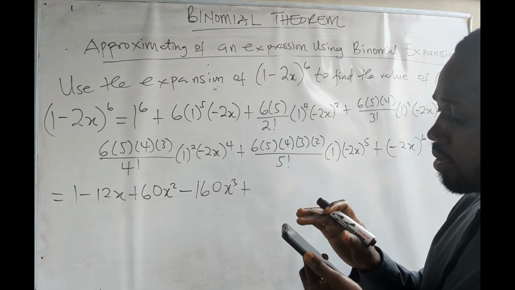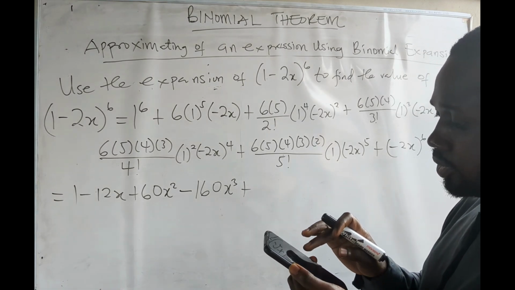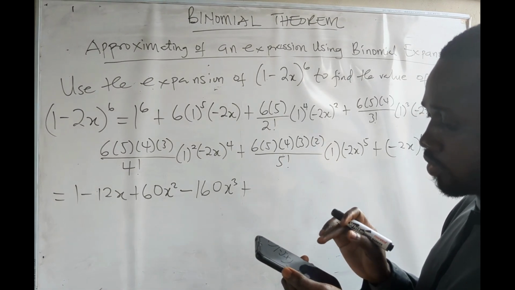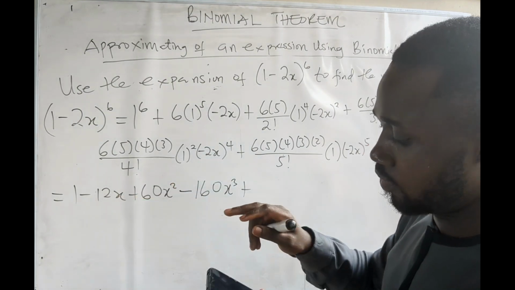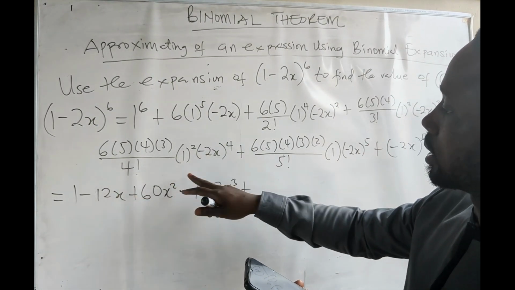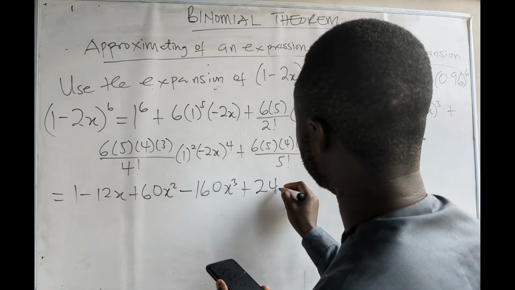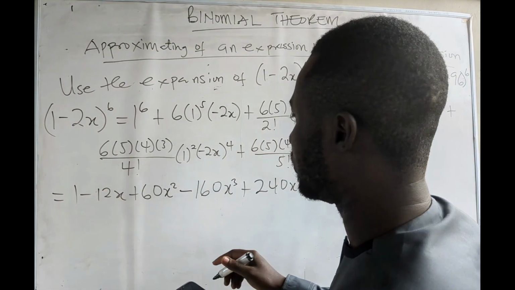So that will be 6 times 5 times 4 times 3 over 4 factorial, that is 4 times 3 times 2 times 1, times negative 2 exponent 4. That will be plus 240 x exponent 4.